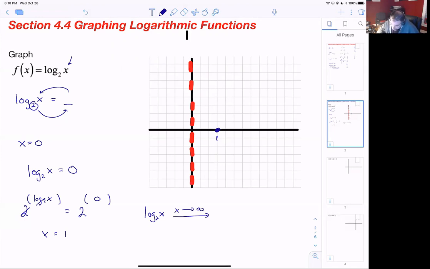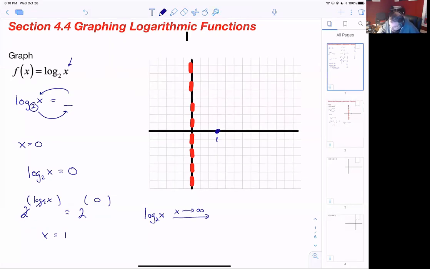Well, as we plug in larger and larger values for our x, we're saying 2 raised to what value is giving us large values? 2 raised to what value is giving us this infinite value? Well, the only way we're going to get that is if we are going to have an infinite result. So that means as we go all the way to the right, our graph is going all the way up. We're headed off in this direction.